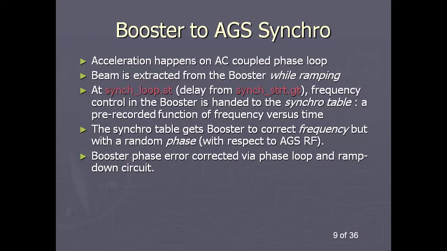In as much as the booster main magnet is totally reproducible for the 10 milliseconds before extraction every time, this works just great. And that's why after a month or two, Keith will look at the booster late number to AGS early number, and say that it just keeps going down. He'll make a new synchro table, because things have drifted enough that he needs to make a new one.